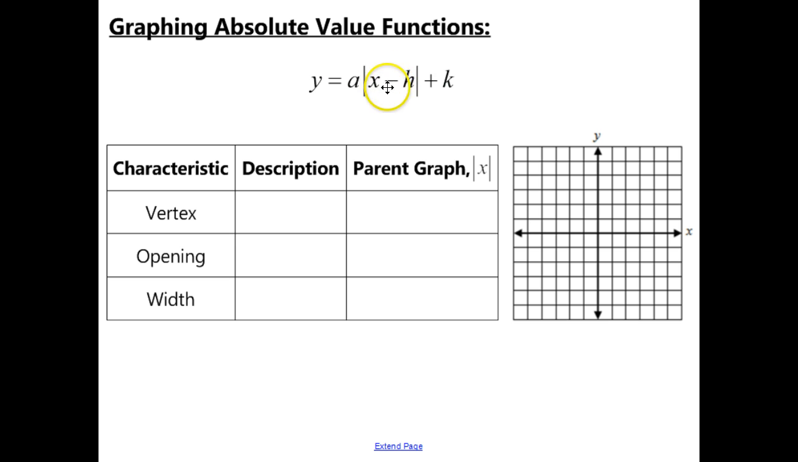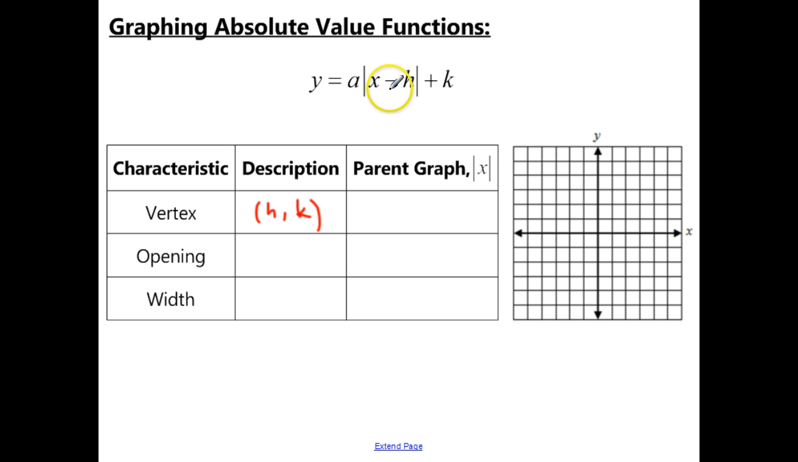So remember, this is a subtraction and this is a plus sign. You need to make note of that subtraction and plus sign in the general equation, especially as we talk about the vertex, because the vertex will always be the coordinate point h, k.